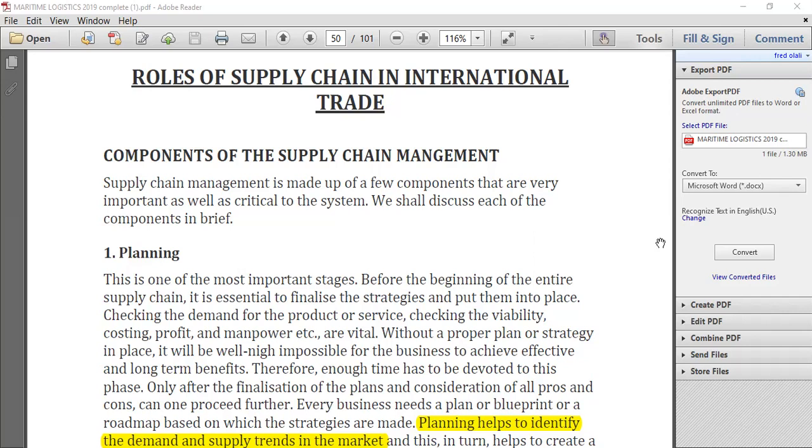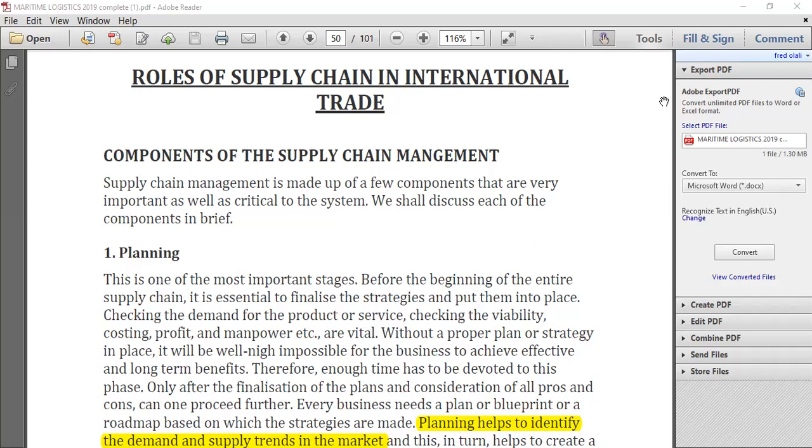It is said that supply chain management is made up of a few components that are very important, as well as critical to the system. So we want to analyze each of them. And the first one, which we'll start with, is the planning.